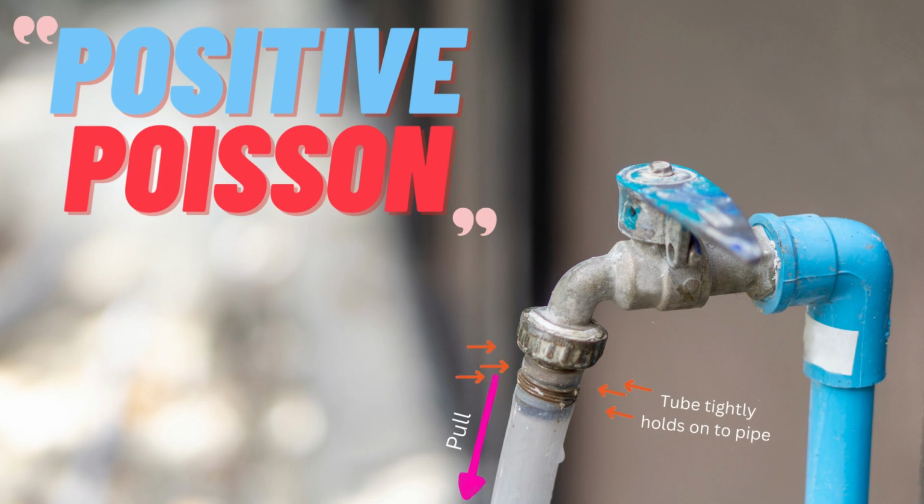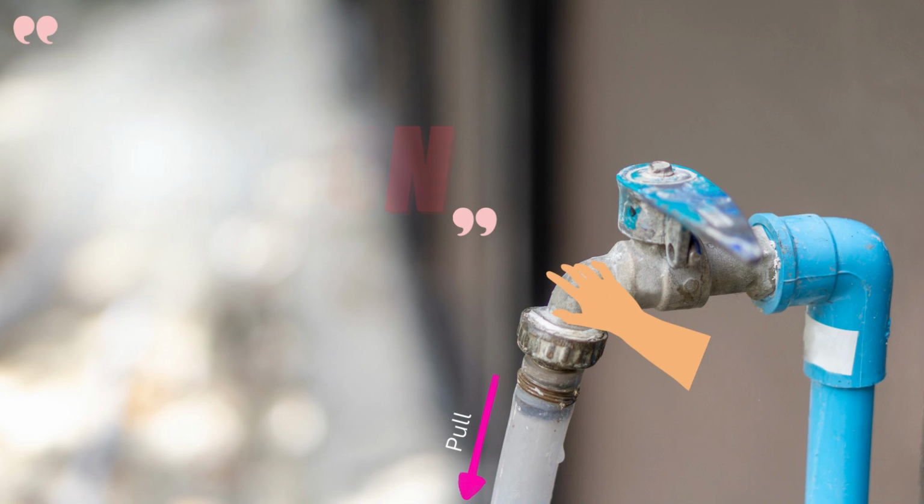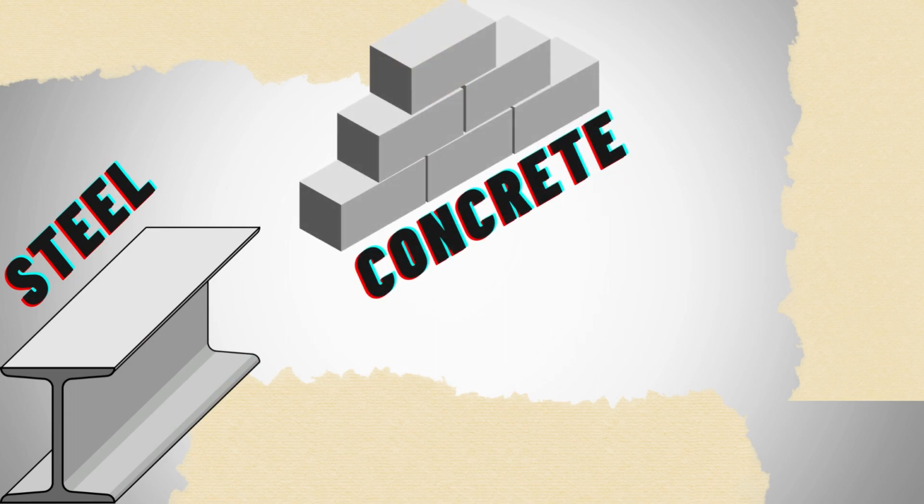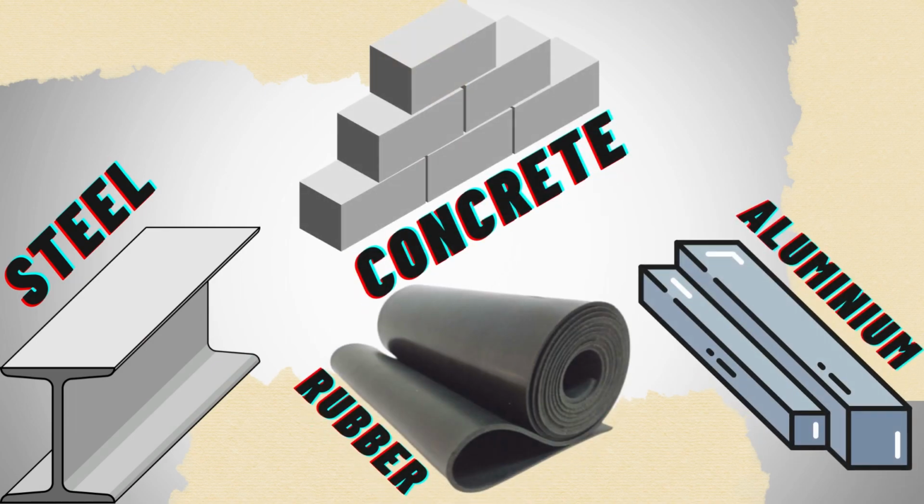So what we do next is to hold on to the pipe and then again apply longitudinal pull. Only then the tube gets removed. So this type of positive behavior is seen in steel, concrete, aluminium and many other materials.